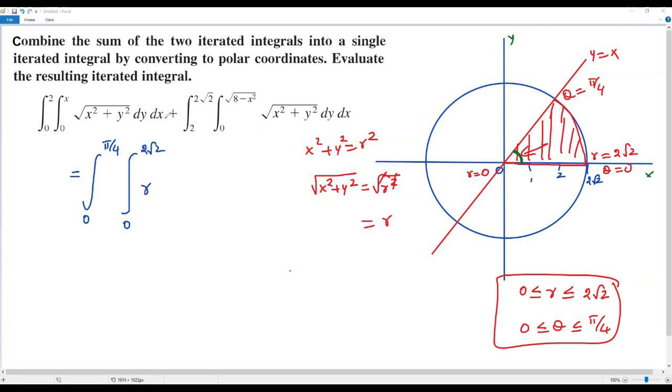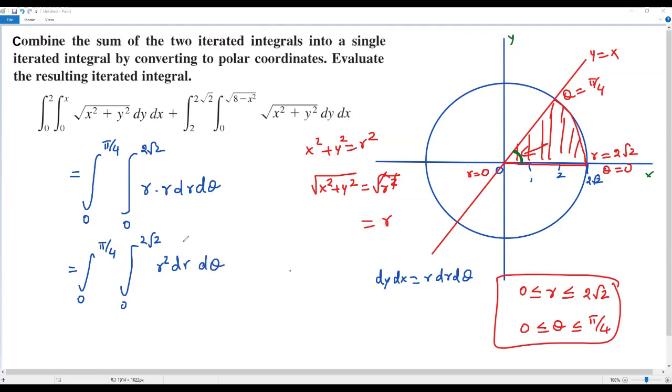And already we know that whenever I convert the given iterated integral to polar coordinates, for dy and dx, I have to write r dr dθ. So we can replace this dy dx in the given two integrals. We can write r dr dθ. Now the inside integral has to be evaluated with respect to r. So it is the integral from 0 to π/4 of the integral from 0 to 2√2 of r times r, which is r², dr dθ. Now let's evaluate the inside integral with respect to r.